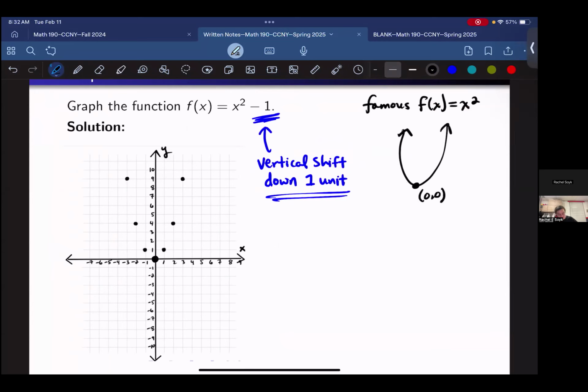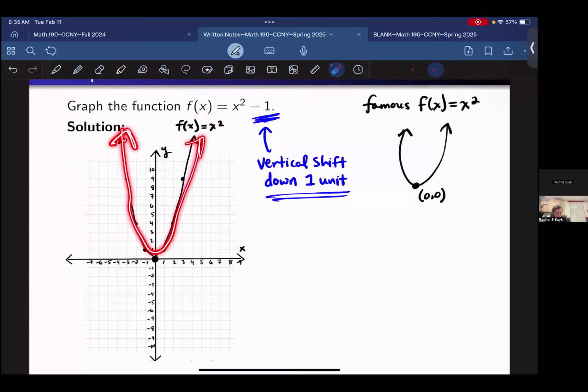So again, this is our x squared graph, right? So again, this is our function f of x is equal to x squared. And now let's look at our blue function. What is happening? We are shifting this entire quadratic down 1 unit.